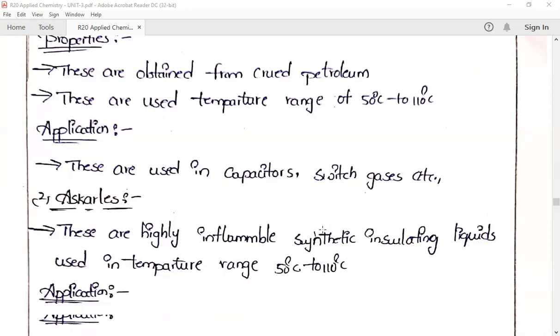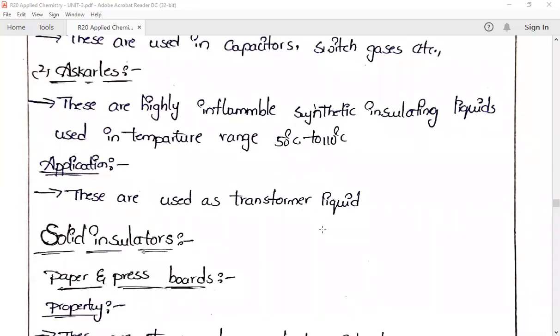Coming to the second example, which is known as askarels. These are synthetic insulating liquids which are non-inflammable, and under the influence of an electric arc, they do not decompose to produce inflammable gases. They are also used in the temperature range of about 50 to 110 degrees centigrade.